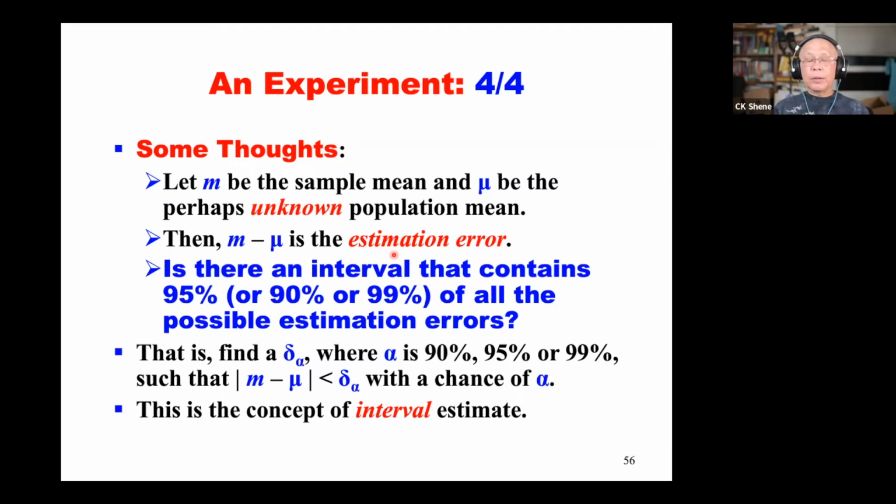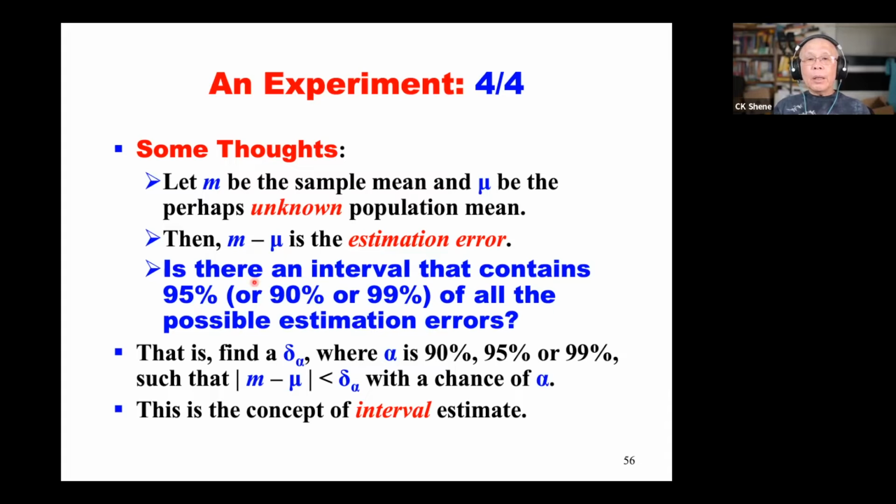Of course, because we don't know mu, in most cases the estimation error will be unknown. So a very interesting question is: is there an interval that contains 95%, or 90%, or 99% of all the possible estimation errors? In other words, because M is computed from a random sample, is it possible that we are able to find an interval, even though we don't know mu, which can contain, say, 95% of this estimation error, and only 5% may go outside of this bound?